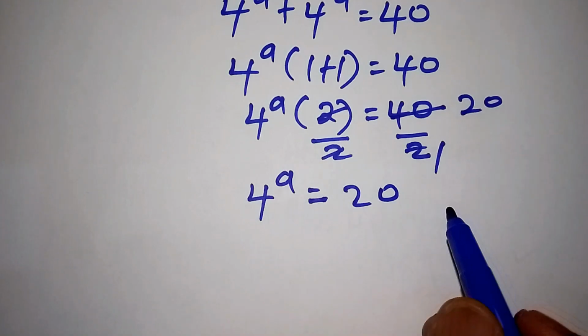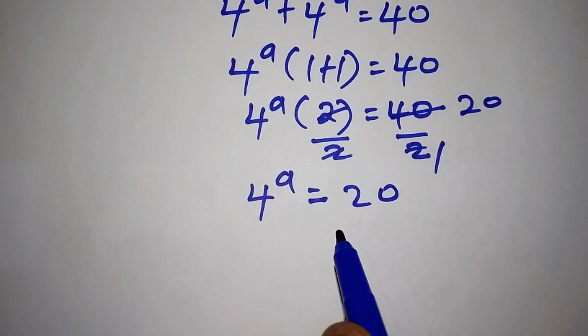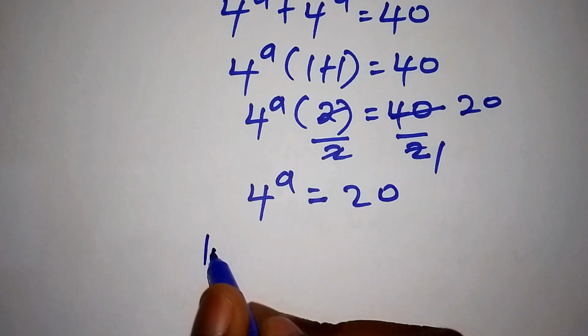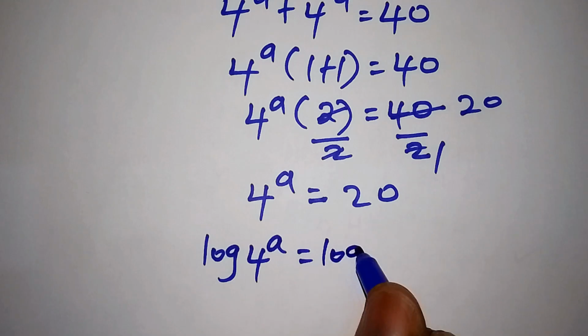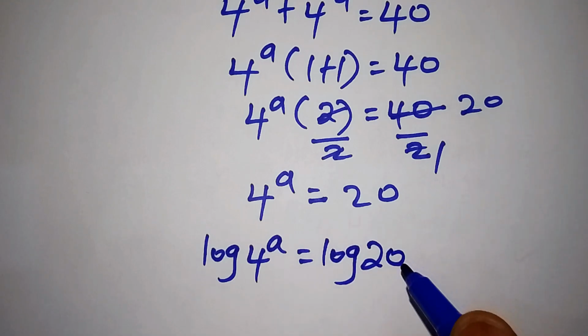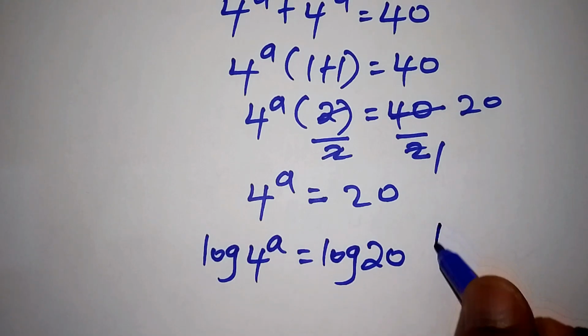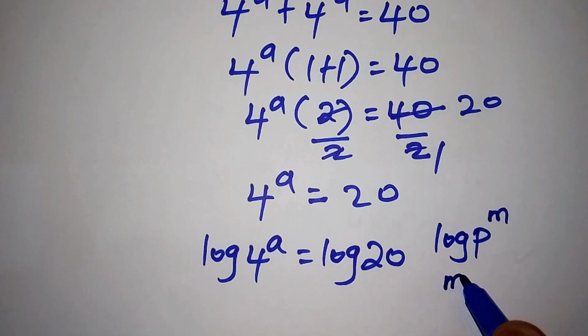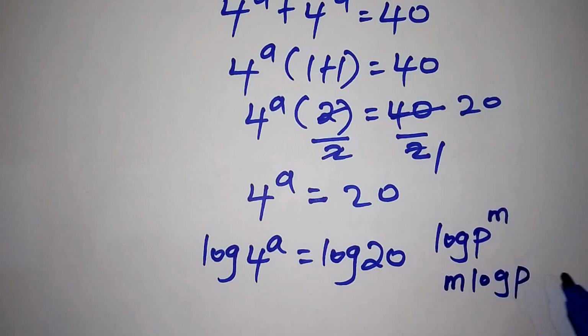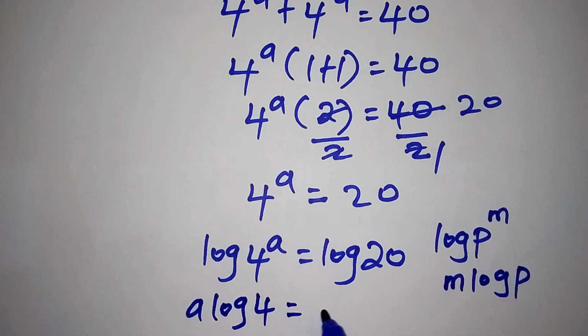So for us to work it out very fast, we need to introduce the log on both sides. So here now we shall have the log of 4 to the power of a is equal to the log of 20. So assuming that we have the log of p to the power of m, this one can be written as m times the log of p. So the log of 4 to the power of a can be written as a times the log of 4, which is equal to the log of 20.